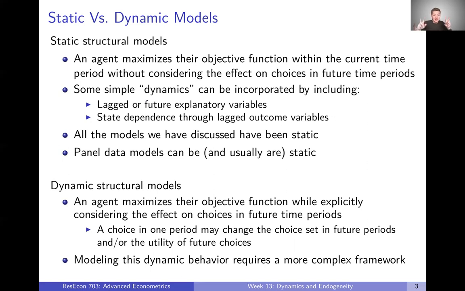We can incorporate what I'm going to call dynamics, in quotes, quasi-dynamics, by thinking about lagged or future explanatory variables, or some state dependence through lagged outcome variables. We did this some in the problem set, in examples where we thought about purchasing air conditioners or HVAC systems, where we talked about what will be the future continuing annual operating costs of these systems. So we're thinking about future explanatory variables there, but nowhere did we say that if you buy some kind of system today, that's going to in some way affect the kinds of choices you might make about house or other appliances or anything like that in the future. I think this distinction will become more clear as we actually get into examples though.